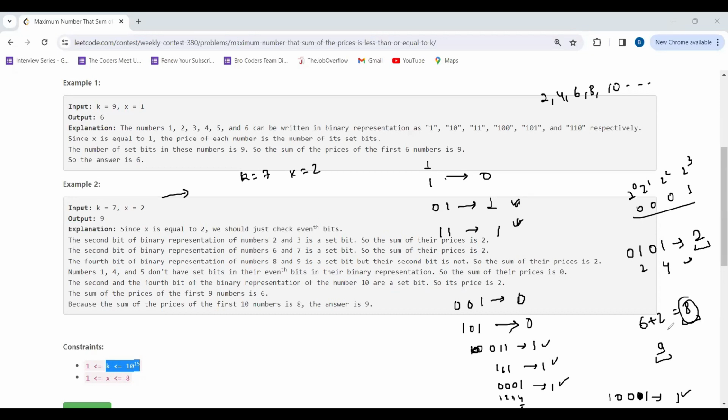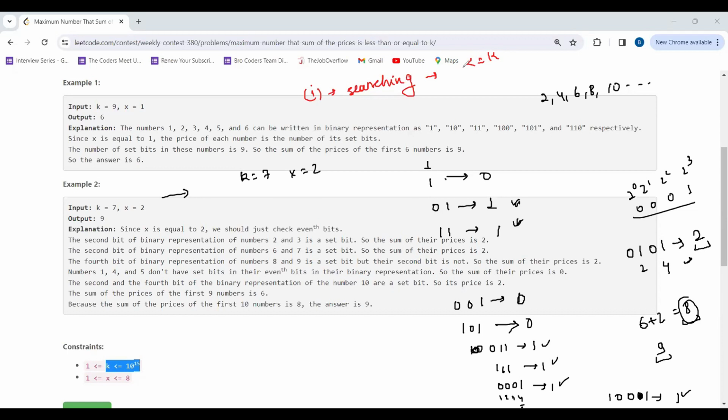This approach is clear, right? Approach is clear, but how do we implement this? So one thing we are trying to do, let's first break down this problem. First of all, we are searching for the element up to which the sum of all the potential set bits is less than or equal to k, right?